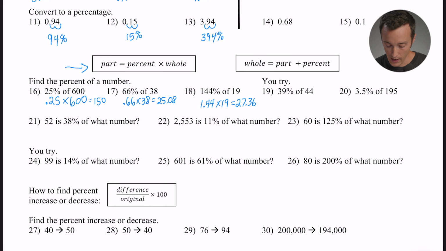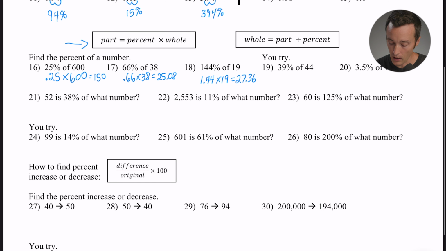Okay, then number 21 is now going to start using this second formula that we have here, which is where they want you to solve for the whole. In other words, working backwards. So they're going to give you part of it and a percentage, and all you have to do is divide those two numbers. Let me show you what I mean.